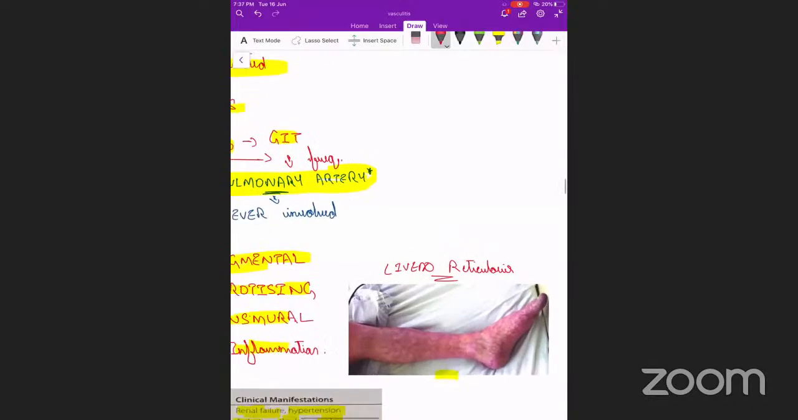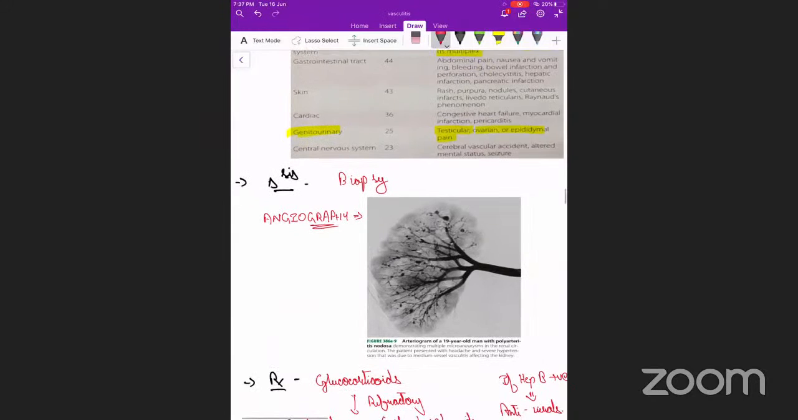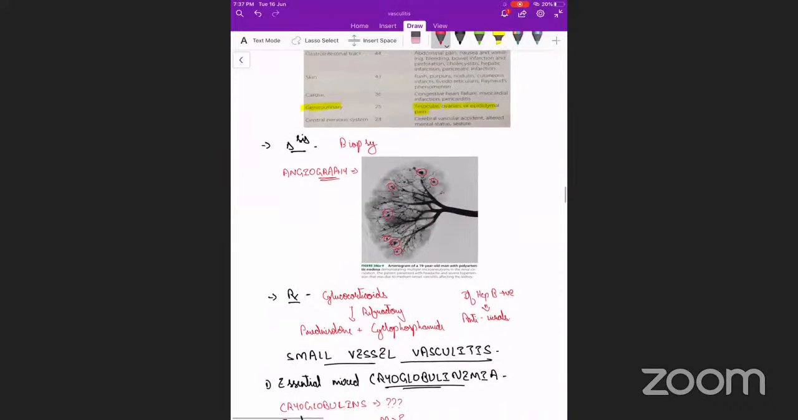Livedo reticularis. Okay. So diagnosis is biopsy. Angiography will reveal multiple microaneurysms. Next, treatment is steroids. If refractory, higher-order drugs. You can combine it with cyclophosphamide.